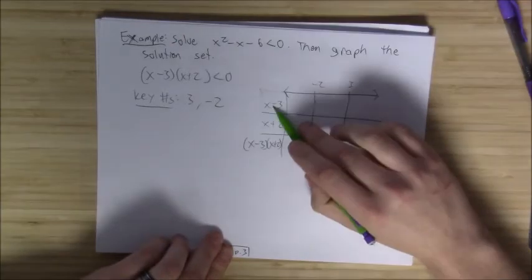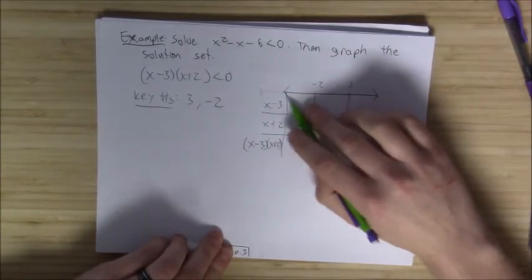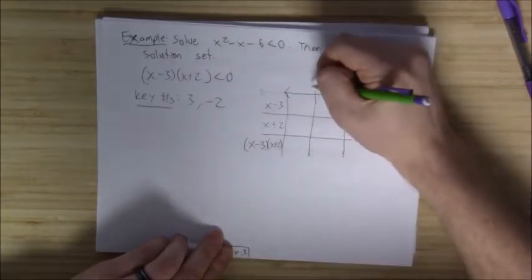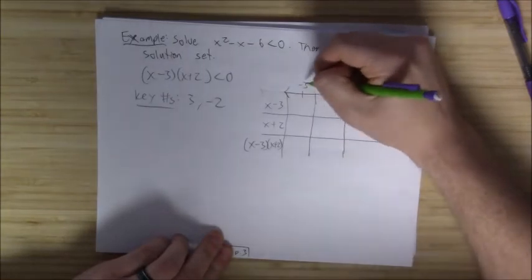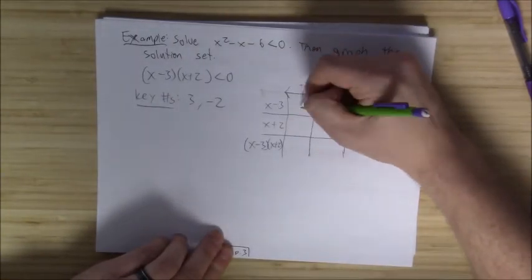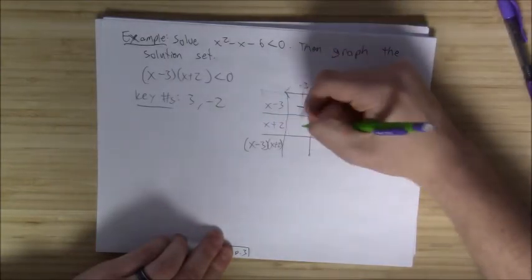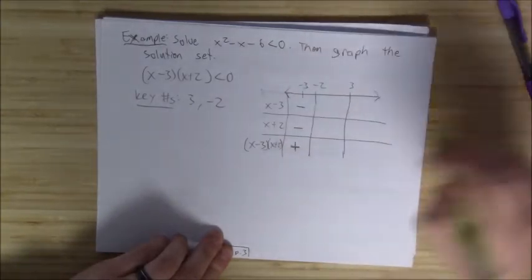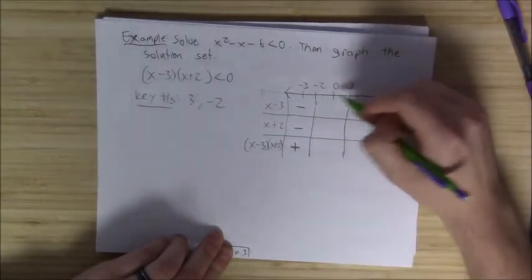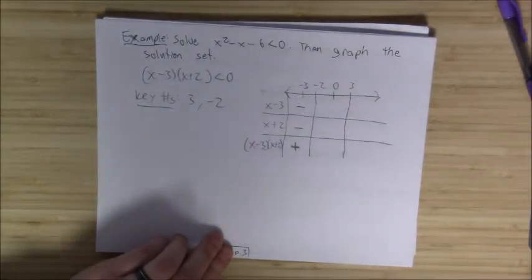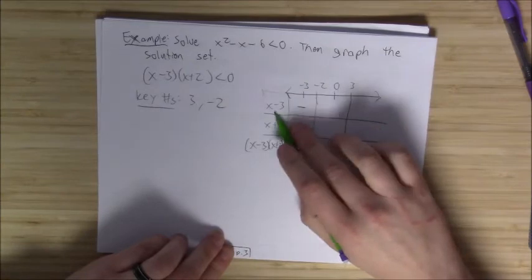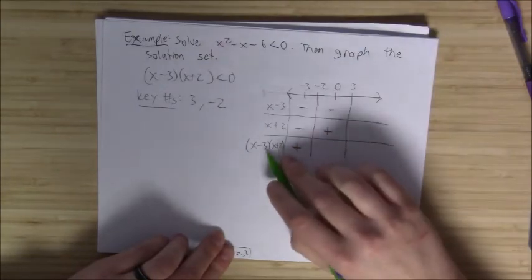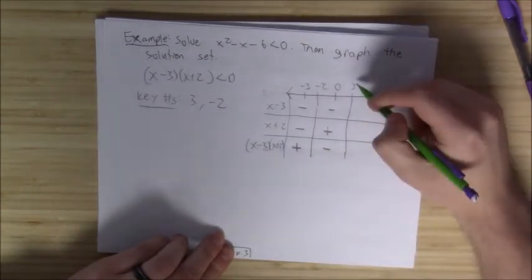Here, I can pick any values I want because I know in this whole interval it's either positive or negative, and it can't change its sign except at a key number. So, pick your favorite value, for instance negative 3. If you plug negative 3 into here, you'll get a negative value. If you plug it into here, you'll also get a negative value. A negative times a negative gives me a positive value.